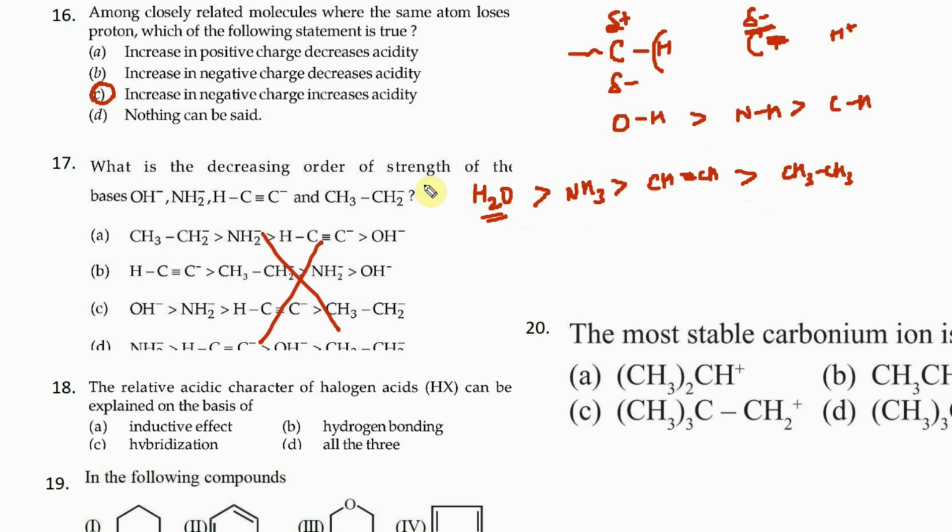They are asking the decreasing order of basic nature of the corresponding conjugate base. It will be the exact opposite. So OH minus is the weakest compared to NH2 minus. See, this is a very good question. OH minus as a base, we have seen it every time, but it's not the strongest base. The strongest base is R minus actually. Now OH minus is the weakest, followed by NH2.